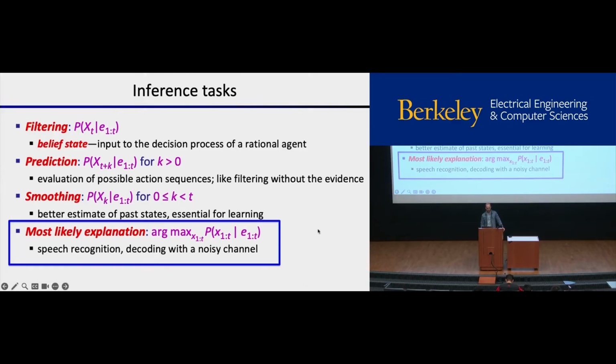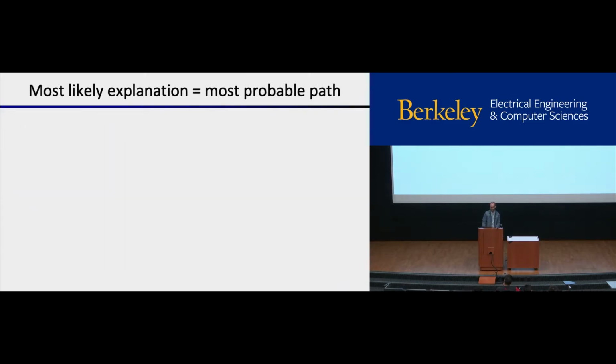Okay. So I just told you about the filtering problem, and now we're going to go to the most likely explanation problem. So that is coming up with assignments of values to all of the previous hidden states to maximize the likelihood of the evidence that was actually seen. And some applications of this include speech recognition and decoding with a noisy channel. I think I mentioned those to you last time. Okay. So this most likely explanation problem is actually going to look quite similar to a shortest path problem. In this case, it's the most probable path.